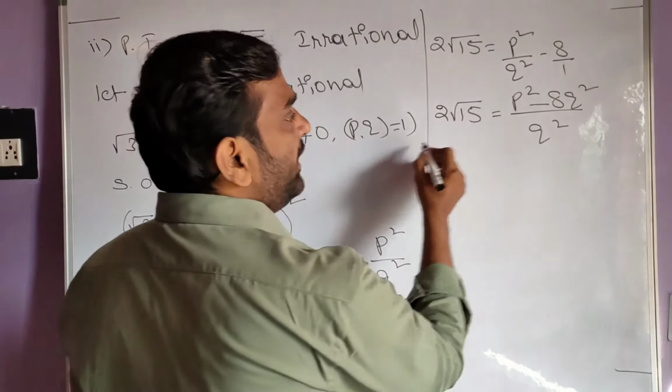Okay, coming to another one. Prove that root 5 is an irrational number.